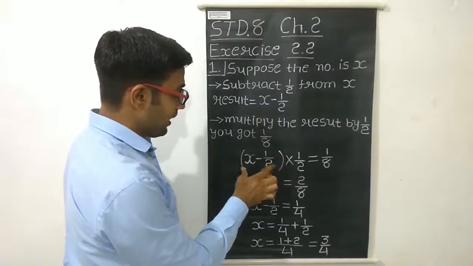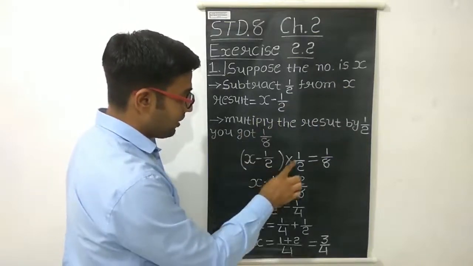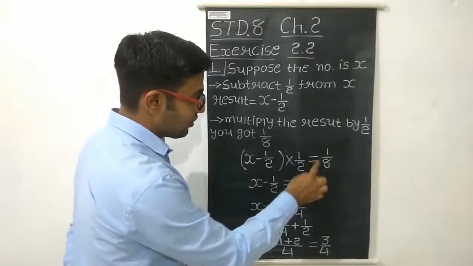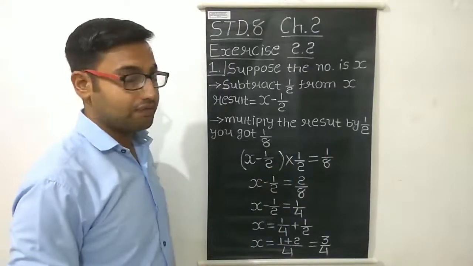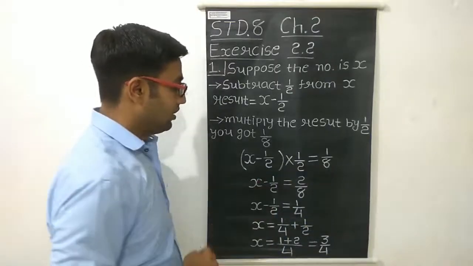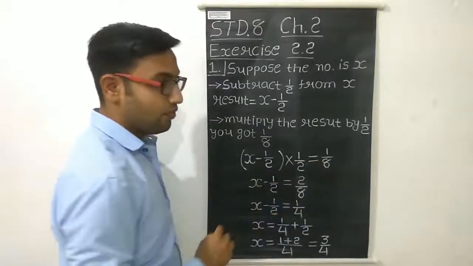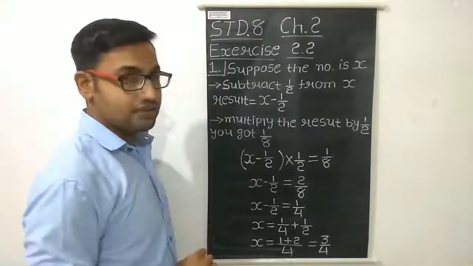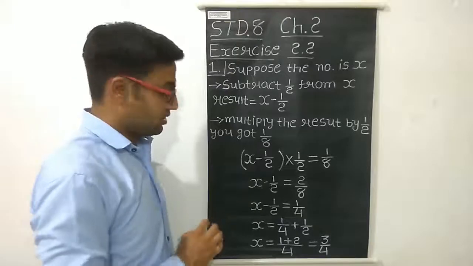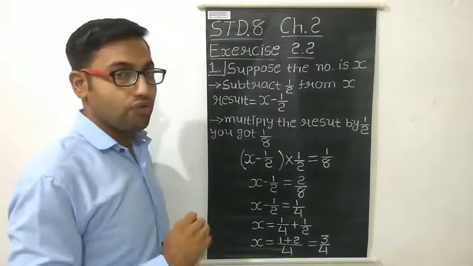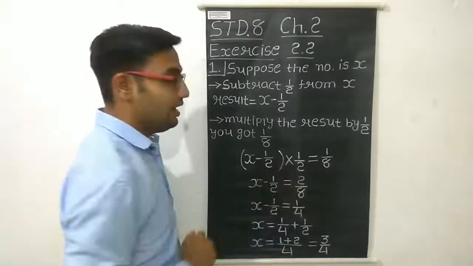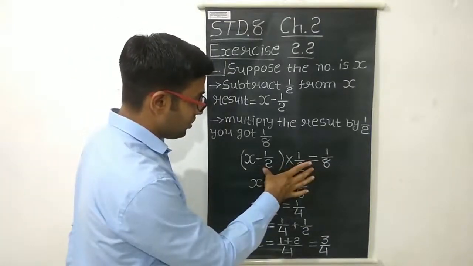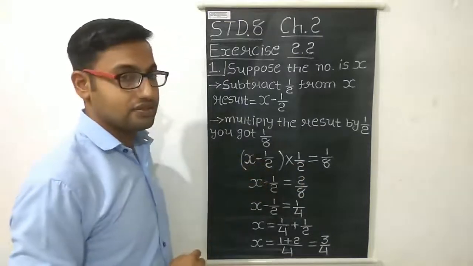So the result is x minus 1 by 2. We are multiplying this with 1 upon 2, and what we get as an answer is equal to 1 upon 8. So in this way, this is formed as a linear equation. There is a variable x, only one variable is there, and the power of the variable is also 1. So this becomes a linear equation in one variable. Now we have to solve this equation and find out the value of x.